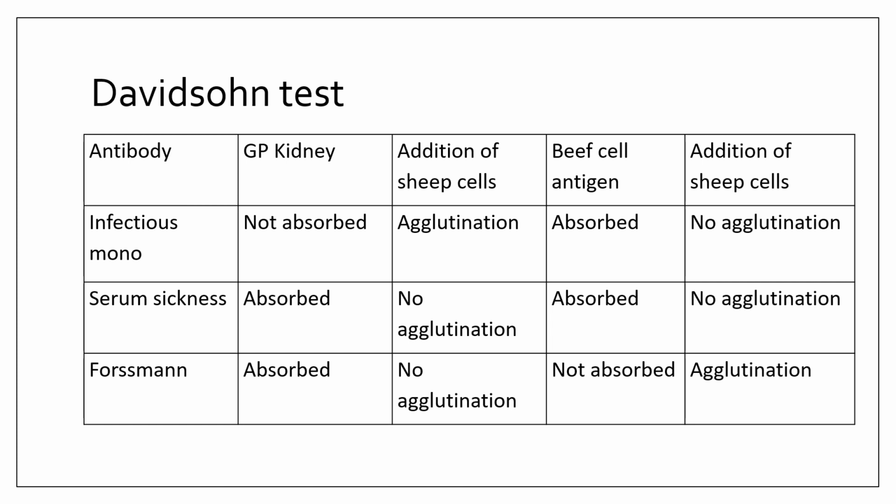If you take a look at this chart very carefully, you can see that guinea pig kidney absorbs serum sickness and Forssman antibody. Beef cell absorbs infectious mononucleosis and serum sickness antibody. This combination determines the kind of heterophile antibody a patient has.